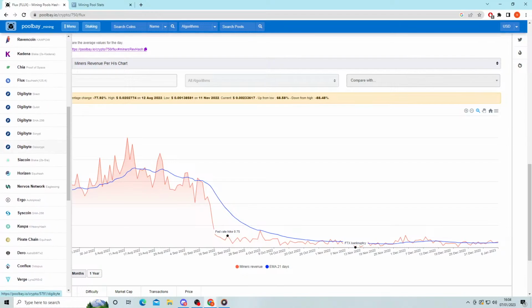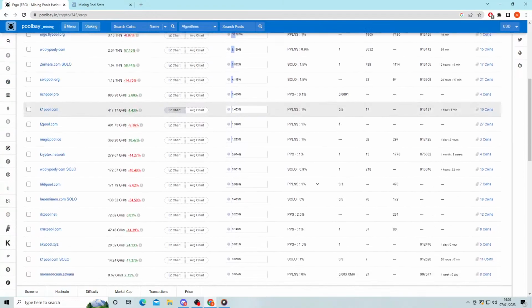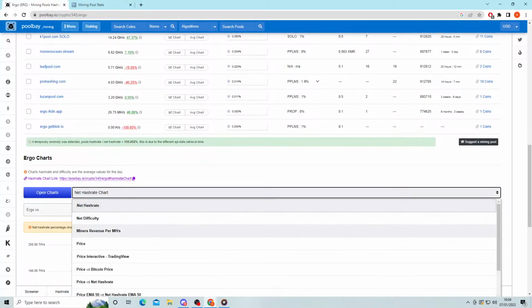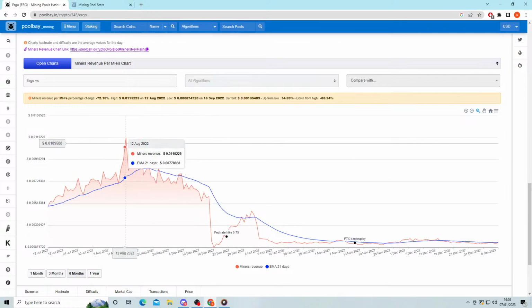Now if we scroll down, let's have a look at Ergo, because that's obviously a coin that received pretty much most of the hash rate. It had a massive spike up to like 100, I think it was, gigahash. Sorry, was that terahash? I don't actually know. I'm getting confused now, which is gigahash and which is terahash. No, it was definitely, yeah.